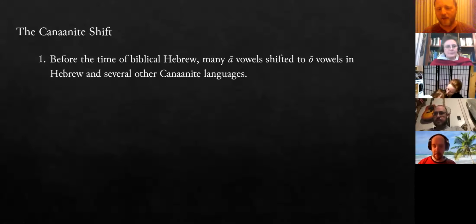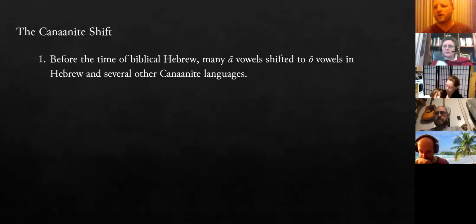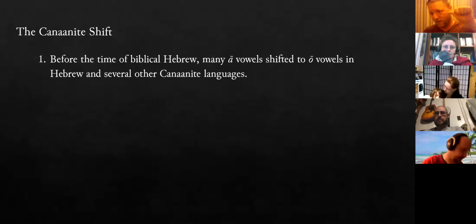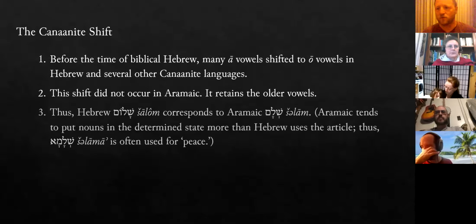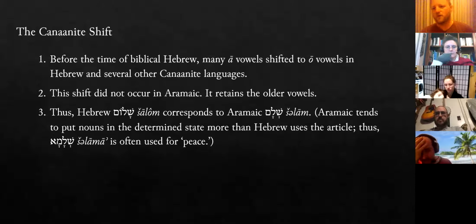So Aramaic, lucky enough, for whatever reason, did not undergo this shift. And so where we often have long O in Hebrew, we have a long A in Aramaic. So this shift did not occur in Aramaic. It retains the older vowels, the ah. Thus Hebrew shalom corresponds to Aramaic shlam. But then you can see that they're the same root.